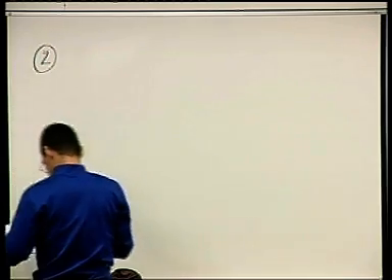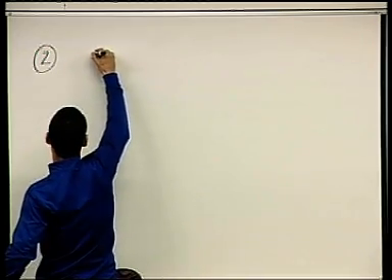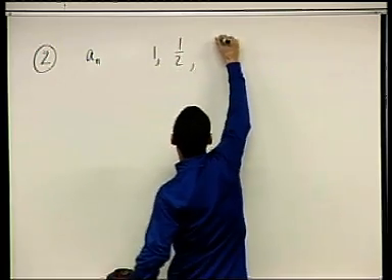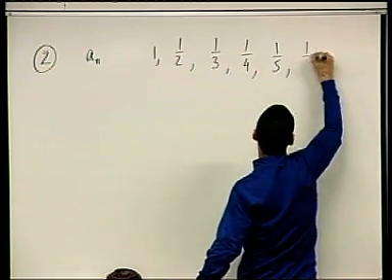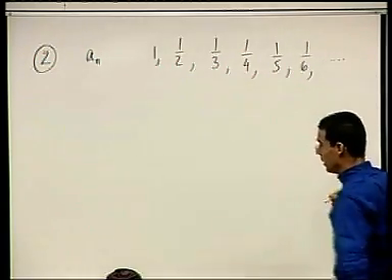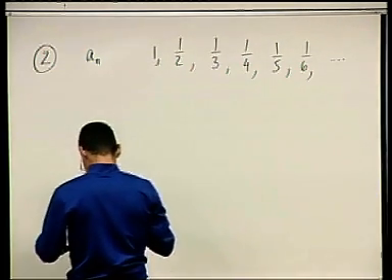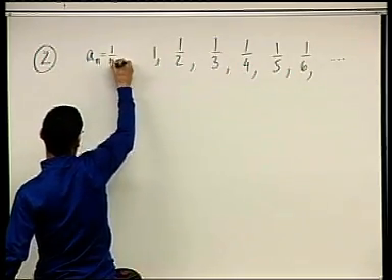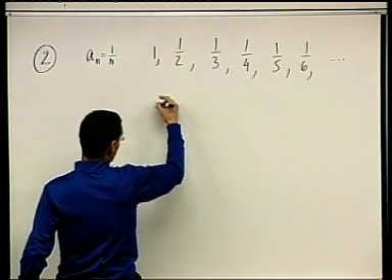So example number 2. Let's look at the sequence. AN is going to be the sequence 1, 1/2, 1/3, 1/4, 1/5, 1/6, and so on. That's AN. So AN is just the sequence 1 over n. Do you agree?